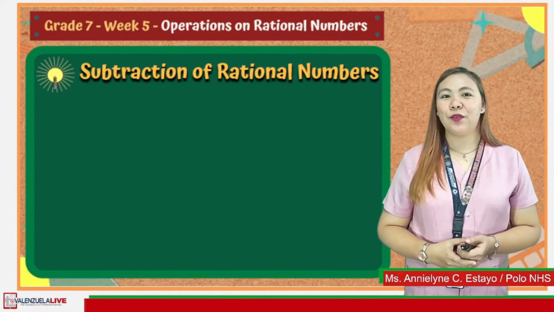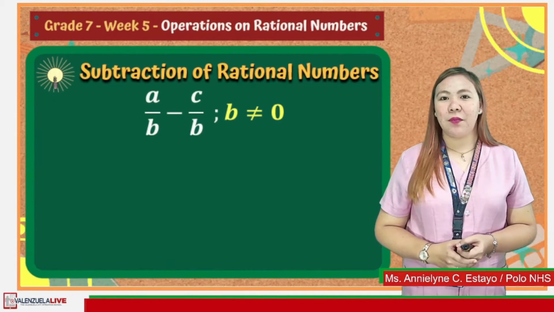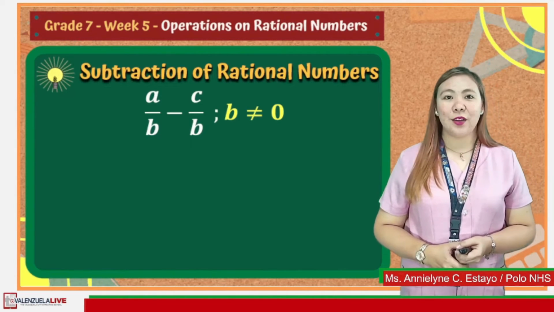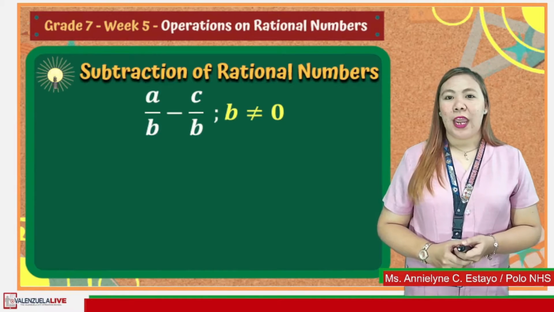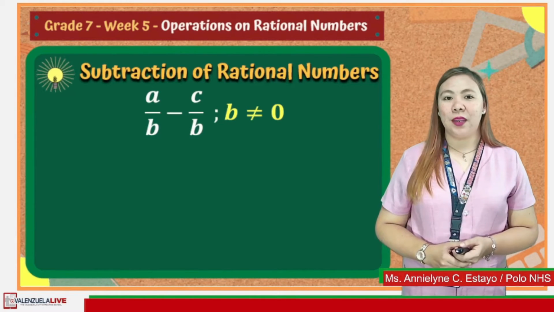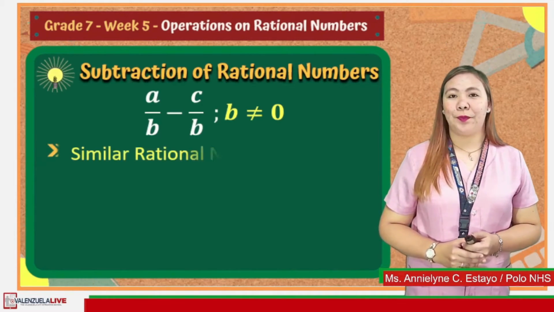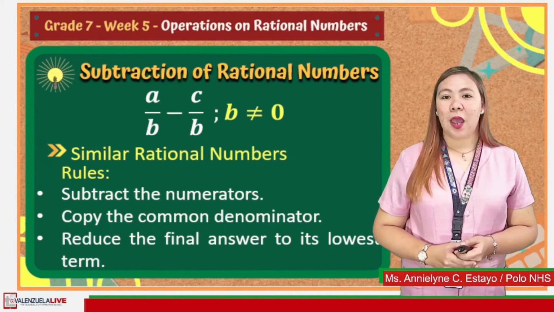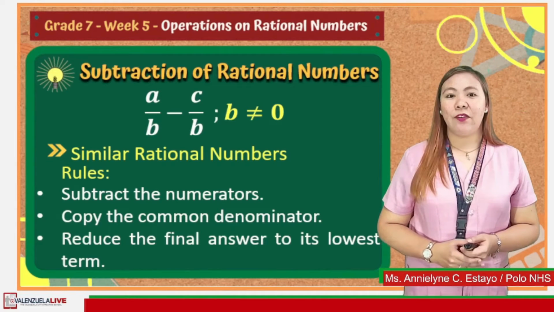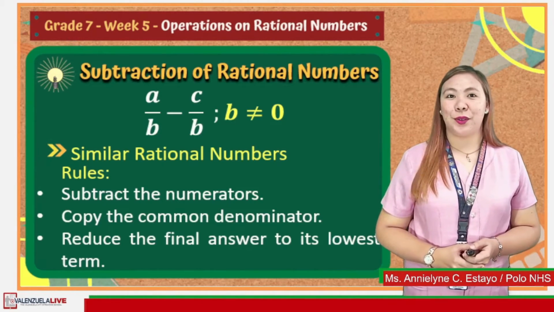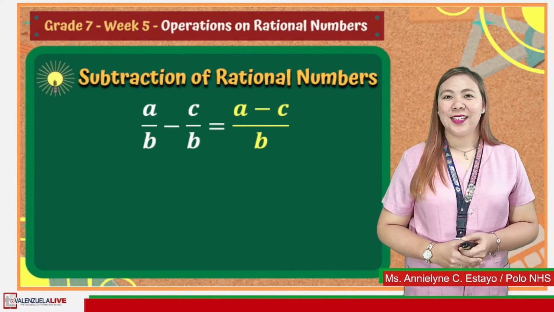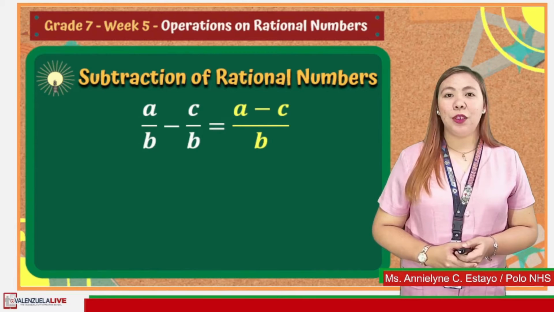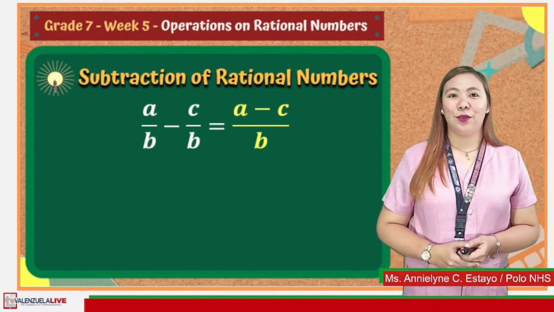The subtraction of rational numbers with same denominators is the same as addition of rational numbers, but instead of adding, we subtract. a/b minus c/b, where b is not equal to 0. Simply subtract the numerators, copy the common denominator, then reduce the final answer to its lowest term. So we can have a/b minus c/b is equal to a minus c all over b.